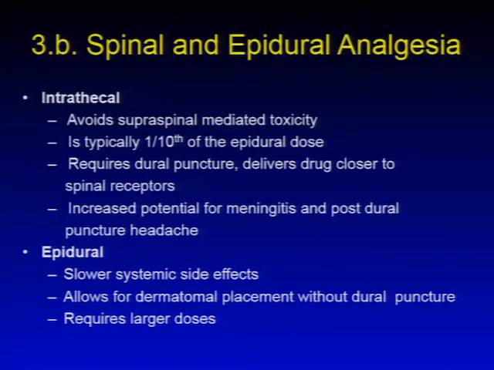Moving on to the treatment of chronic pain, spinal and epidural analgesia can also be used. Intrathecal modalities can be used, and epidural modalities can be used. In comparing the two, intrathecal dosing avoids supraspinal mediated toxicity and is typically 1/10 the dose. A disadvantage is that with the dural puncture, the drug has an increased risk for meningitis and post-dural puncture headache, but the delivery of the drug is much closer to the spinal receptors.